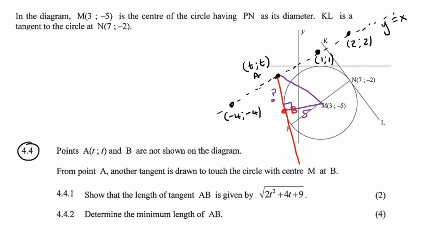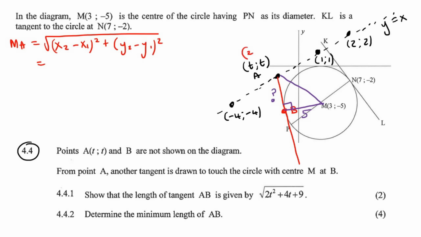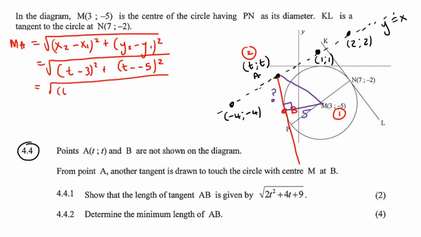But anyways, let's go get the distance of MA. So MA, we use the distance formula. Okay, so I'll use point A as my number 2 and point M as my number 1. So we could say, now just use T. Just say T minus 3 plus T minus 5. And that'll give us T minus 3 squared plus T plus 5 squared. Great. Stop there. That's fine. There's nothing more you can do.